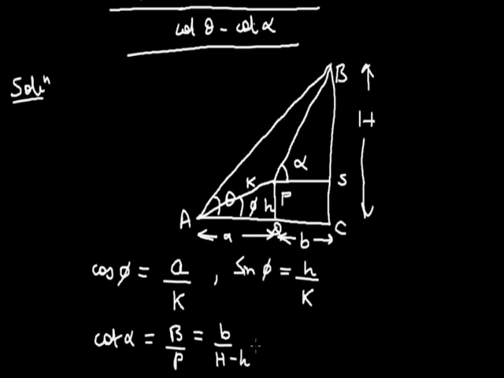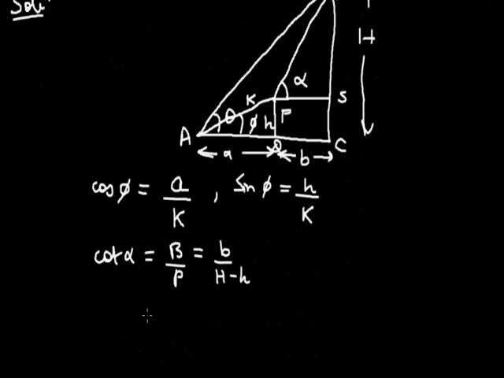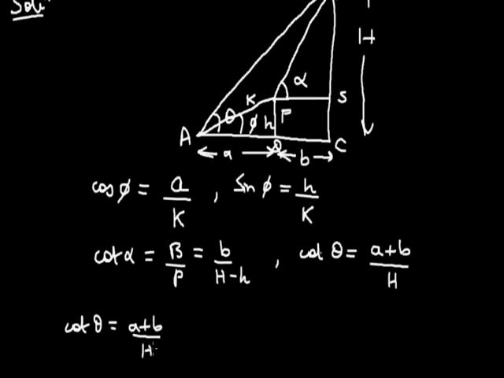This is cot alpha, and the next thing we have to write down is cot theta. Cot theta will be equal to a plus b upon capital H. This is cot theta. Now we'll see how we'll get the thing that we need to prove. First we start with cot theta, which is equal to a plus b upon H. In this we need H and cot theta, but we don't need a and b, so we'll replace the values of a and b.